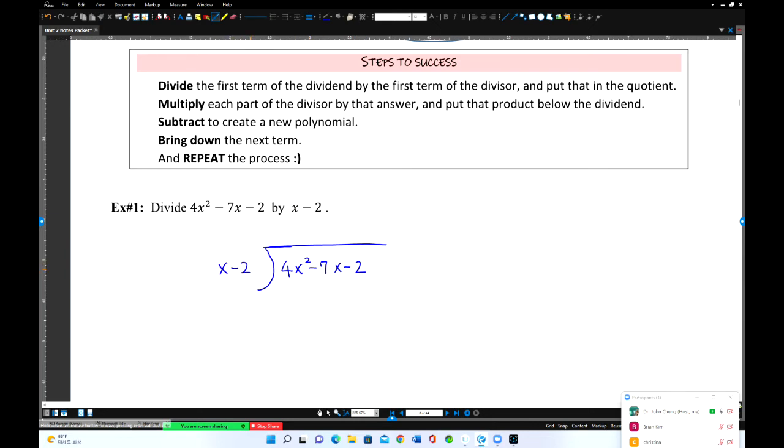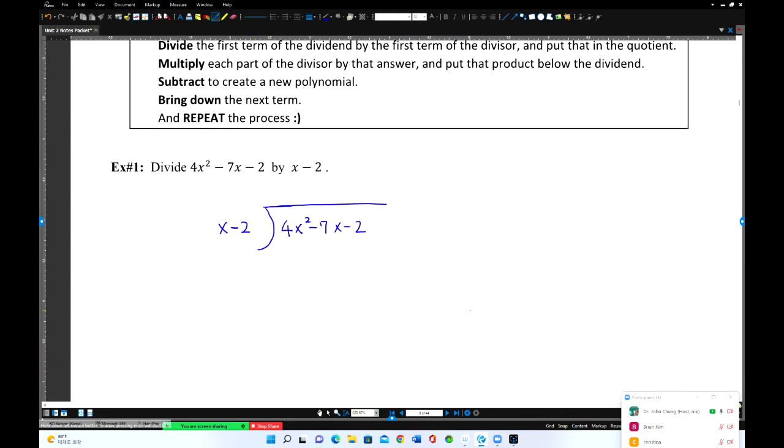This is long division with what? Variables. Our goal is to eliminate the highest term, the highest degree. X squared is the highest degree. First, we're going to eliminate 4x squared. How can you make 4x squared from here? x times one number is 4x squared.